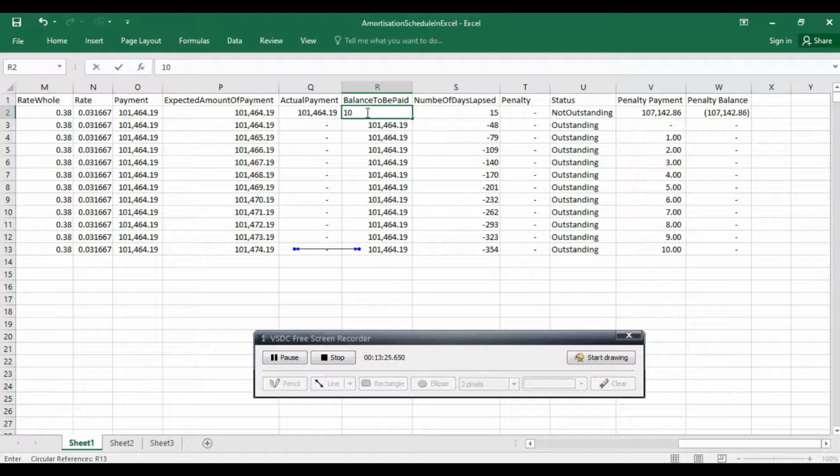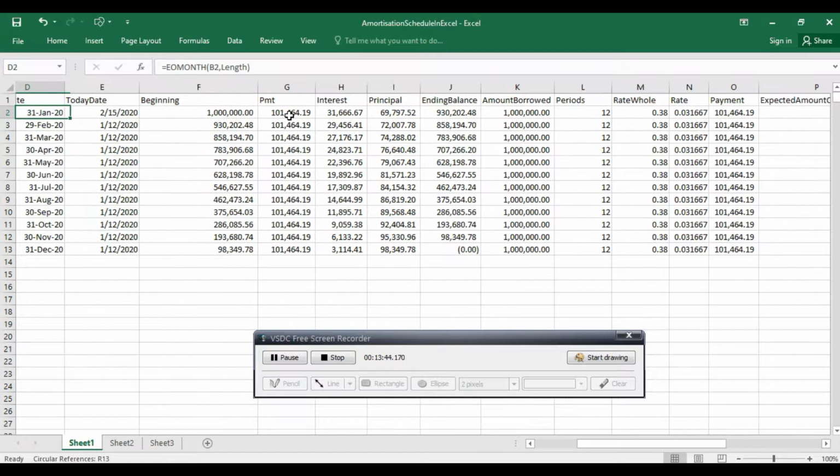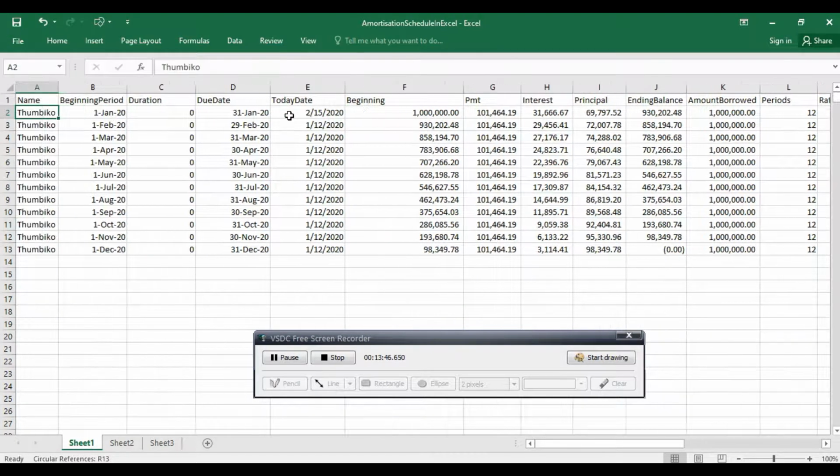Yeah, the balance here is 0. And let us change the date. The date, let us bring it to 12.